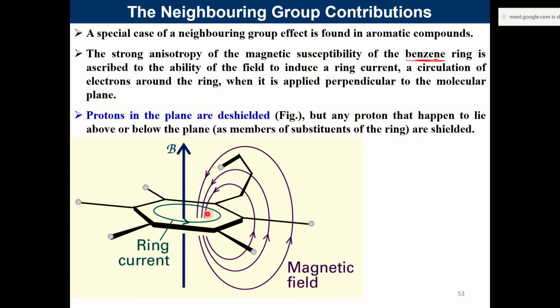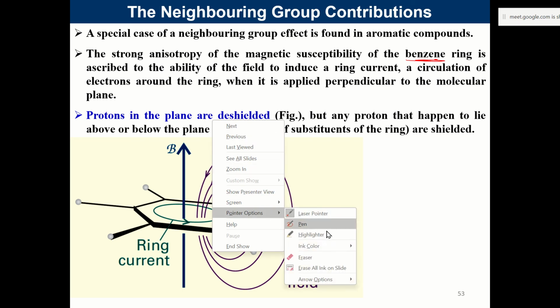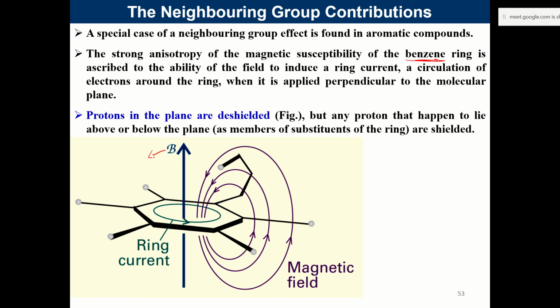Now imagine this: you have applied an external magnetic field B. The electrons are moving in a ring-like pattern, and due to this circular motion of electrons on a ring, you can imagine another magnetic field being produced. This ring current gives rise to another magnetic field which is pointing in this way.